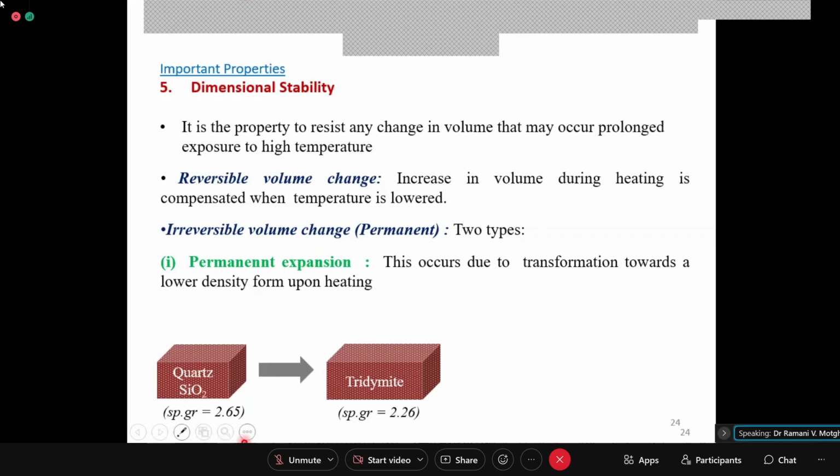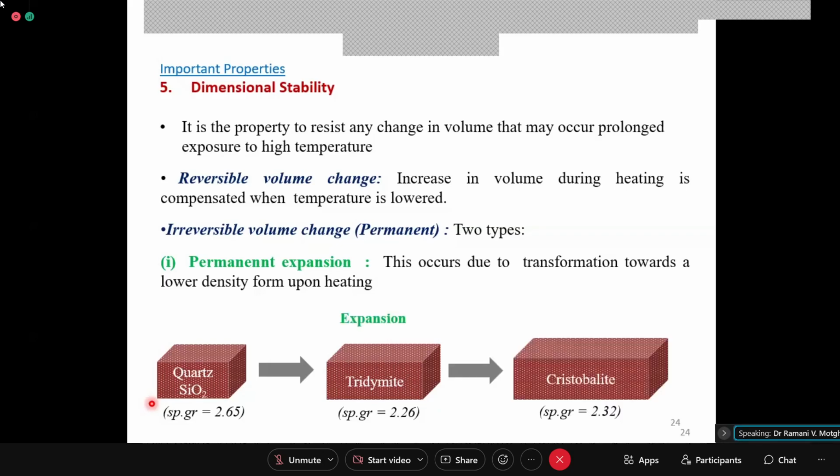So permanent expansion, it is not contracting, like this is quartz. Specific gravity is decreasing, meaning it is expanding. Okay. So there is expansion because the atoms are moving apart and show increase in volume. Cristobalite, further, a little bit of increase in specific gravity is there. That means they are moving a little compact, but not as much as quartz.